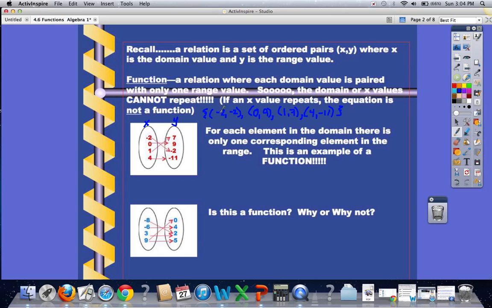And notice that my domain would be -2, 0, 1, and 4. Okay, let me write that down here. The domain is -2, 0, 1, and 4. And you notice that nothing repeated in the domain, right? We don't have an extra -2 or 0, 1, or 4. Okay, so that means that this is a function because the domain did not repeat. Okay, it doesn't matter if the range repeats, but it does matter if it's a function or not if the domain repeats. Right, so this one is yes, this is a function.